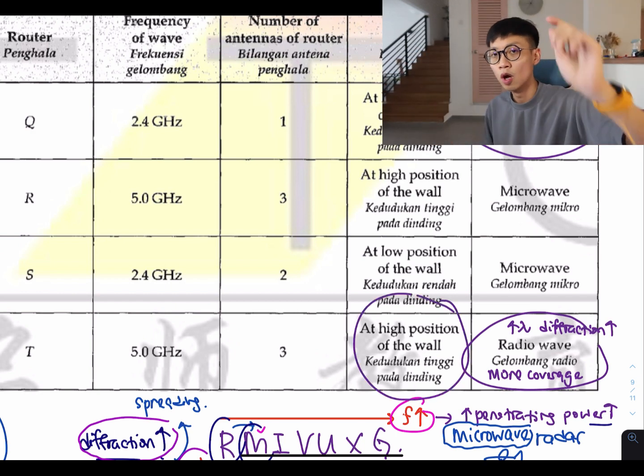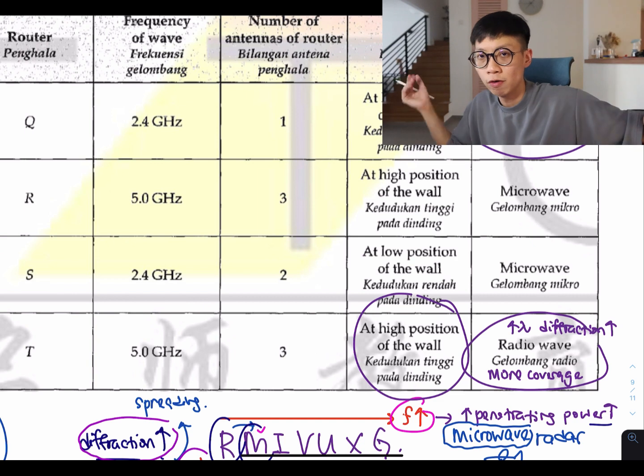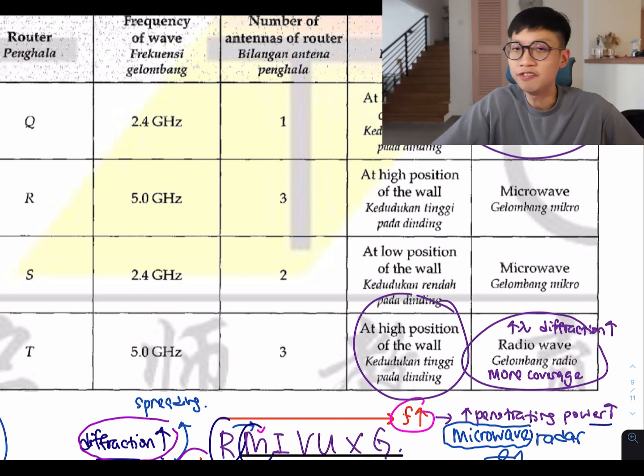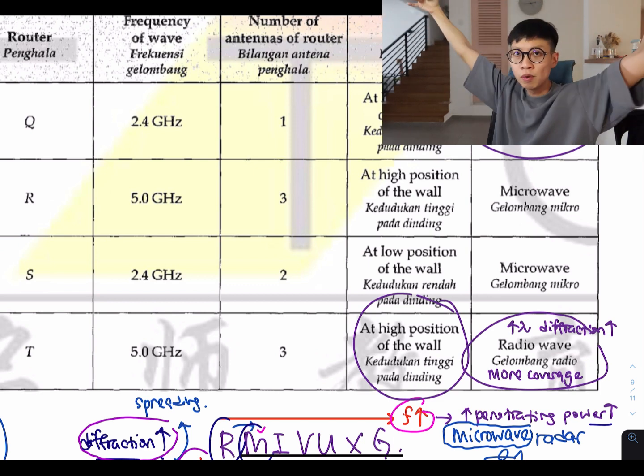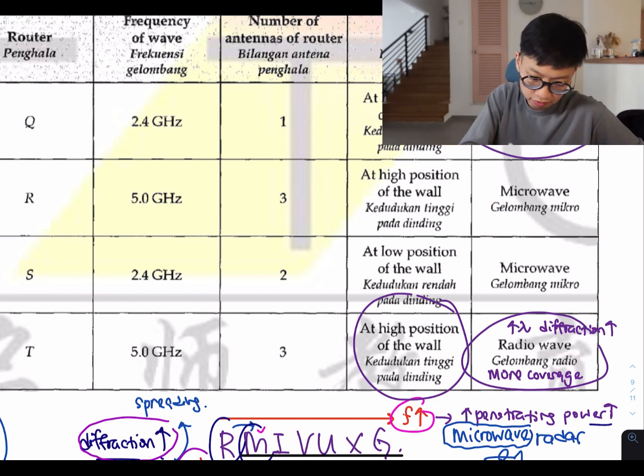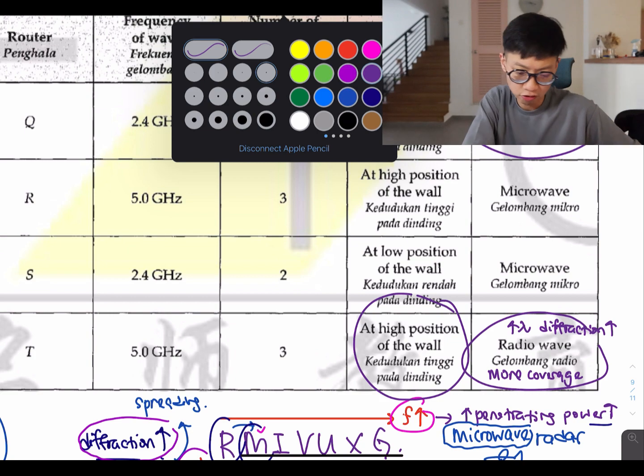Higher position. Well, it won't get blocked, right? If you put it underneath the table, it will block the radiation. But if you put it on top, the radiation will come down, and it will not be blocked by surrounding stuff, correct?